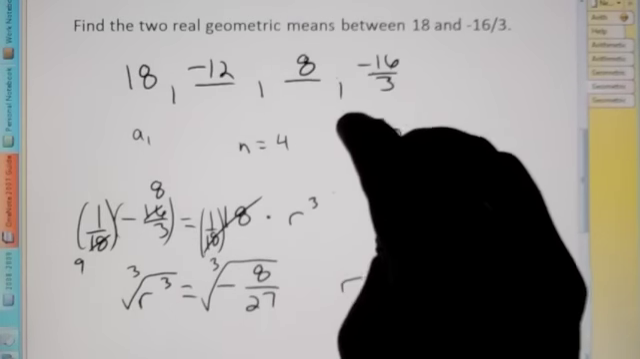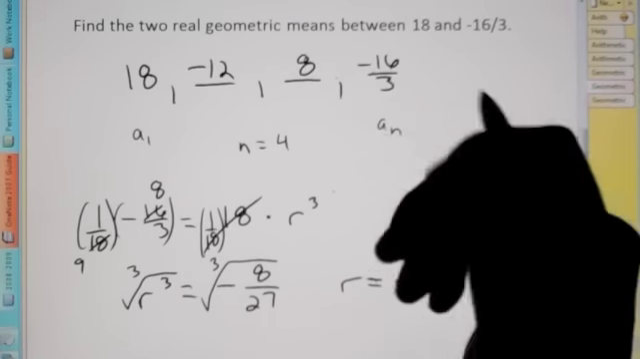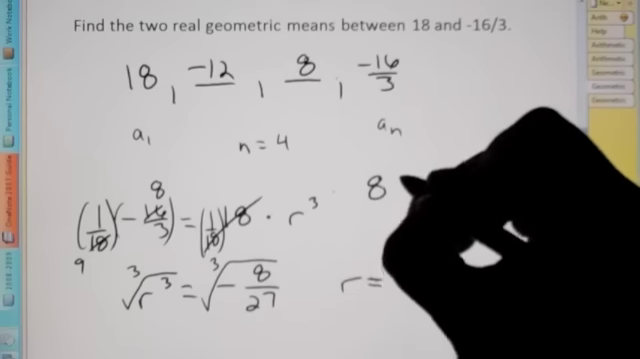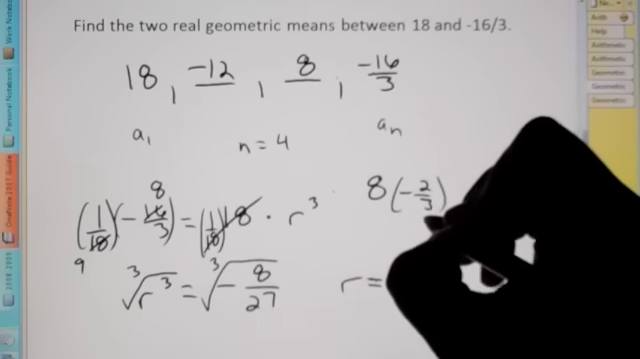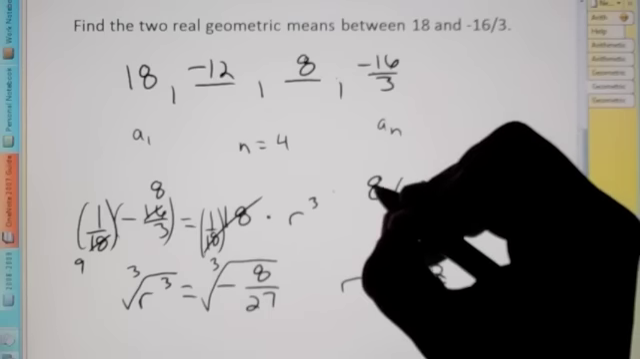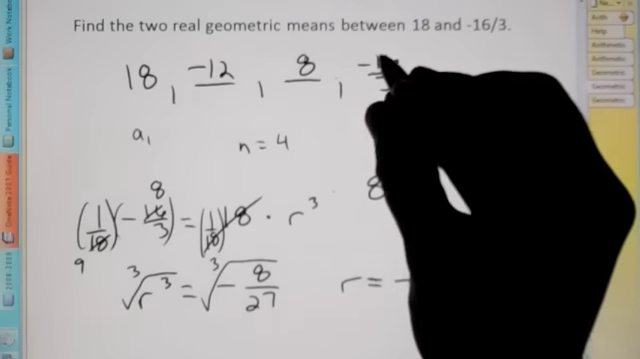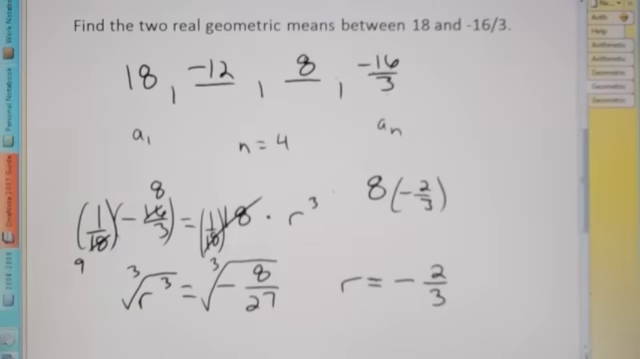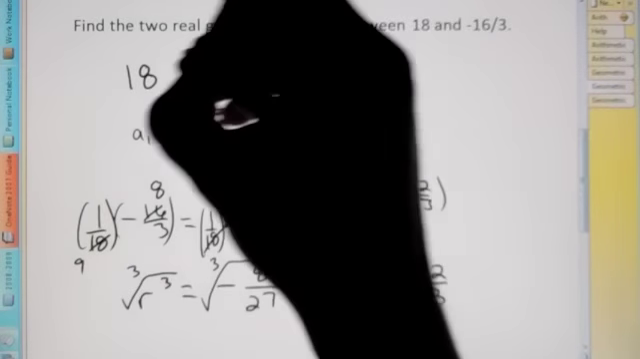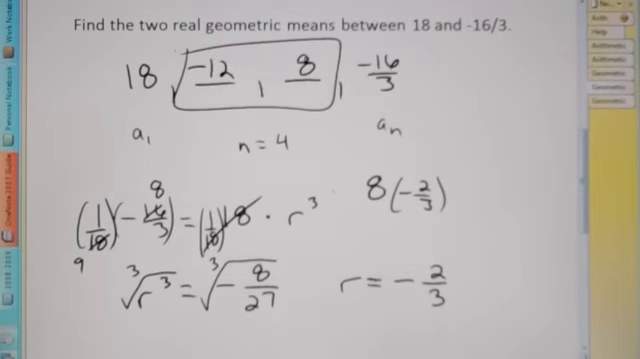Now if you want to check your work, you can also try 8 times negative 2/3. Now this doesn't reduce, so you multiply across. 8 times negative 2 is negative 16 over 3. So these are your two geometric means between 18 and negative 16/3. Alright?